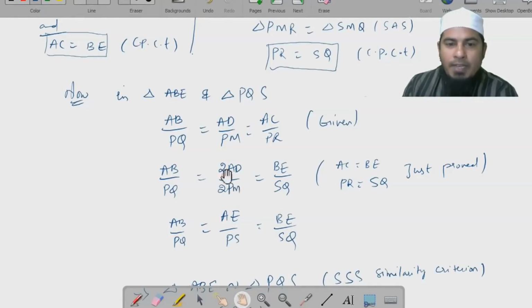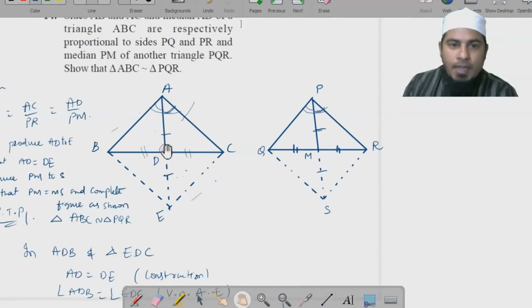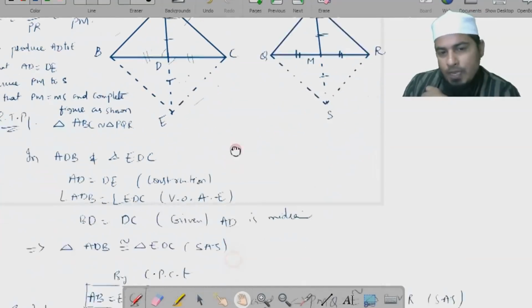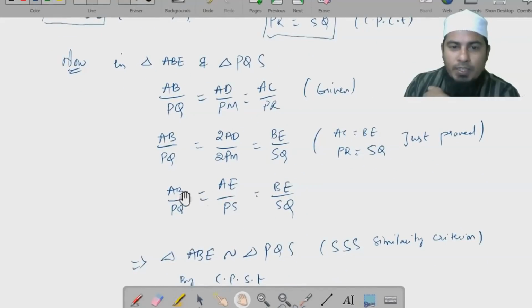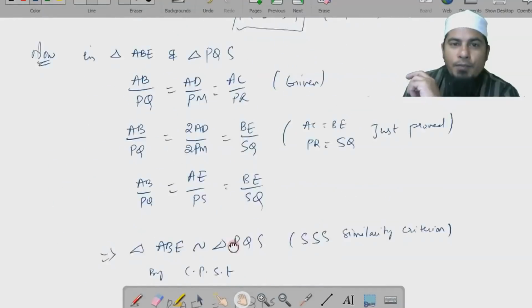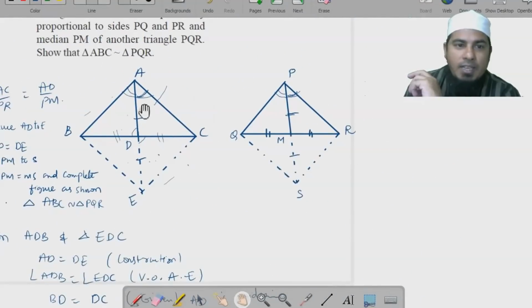And why we are multiplying by these two: if you see the diagram, AD is produced to E such that AD is equal to DE. Instead of AD, I want to write AE, and AD is equal to half of AE, or 2 times AD is AE. Therefore, we have converted that and we got a ratio of these triangles, all the sides in proportion. These two triangles are similar by SSS similarity criterion. By CPST we can write these two angles are equal. If you look at the diagram, it means this angle BAE is equal to angle QPS.